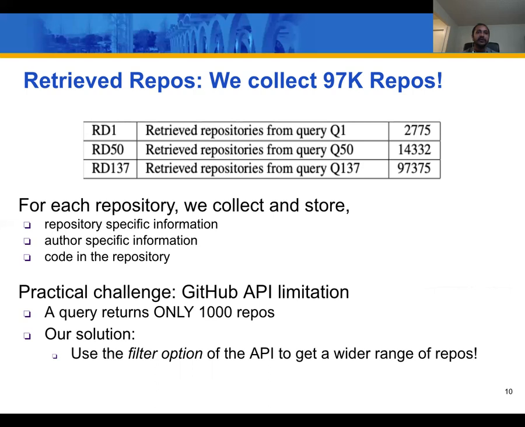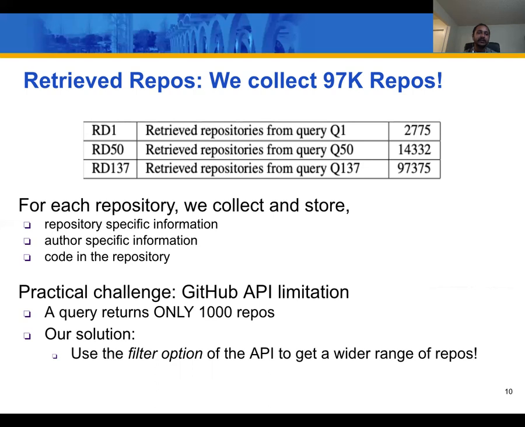And for each keyword set, we have got RD1 for keyword set Q1. We have collected 2,700 repositories, and for keyword set Q50, we have collected 14,000 repositories, and for keyword set Q137, we have collected 97,000 repositories.